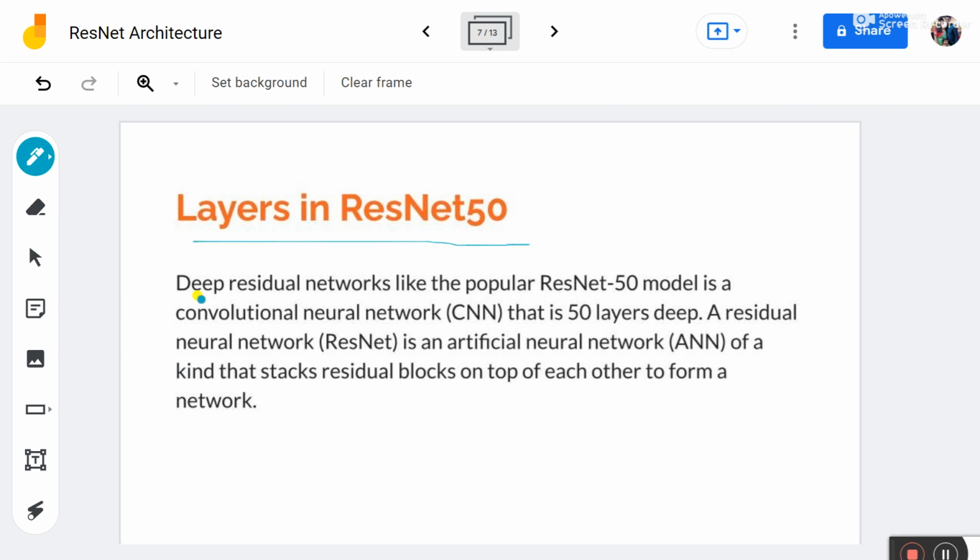So deep residual networks, like the popular ResNet model, is a convolution neural network that is 50 layers deep. A residual network, ResNet, is an artificial neural network of a kind that stacks residual blocks on top of each other to form a network.